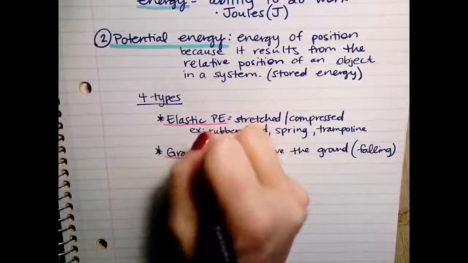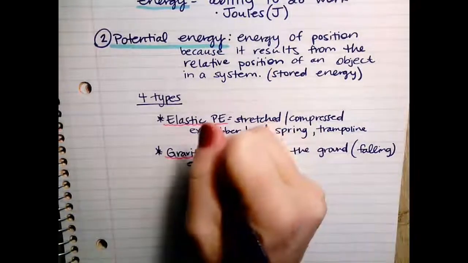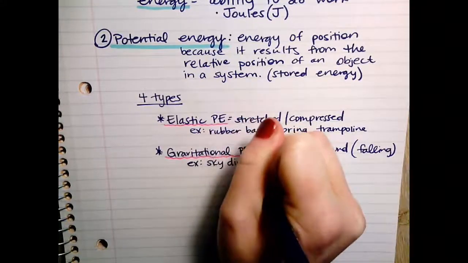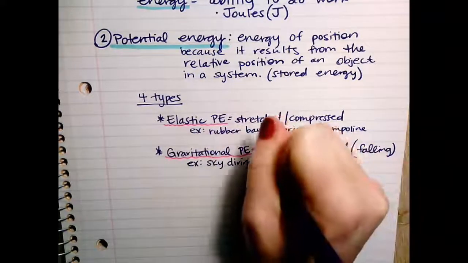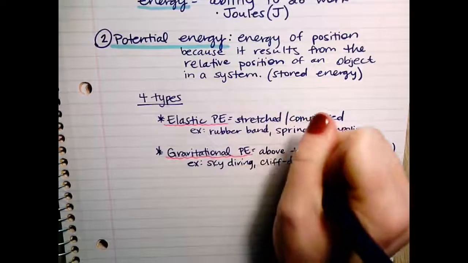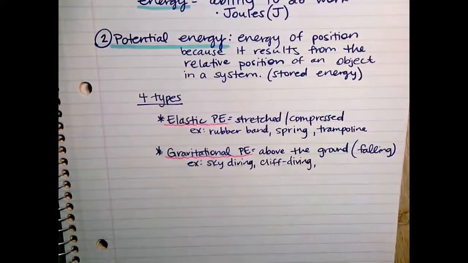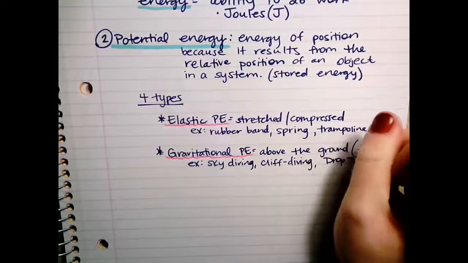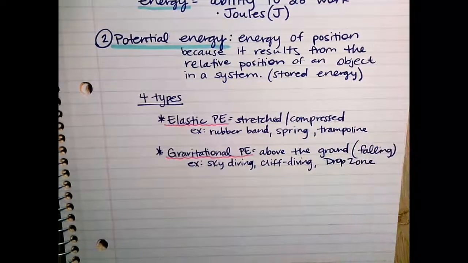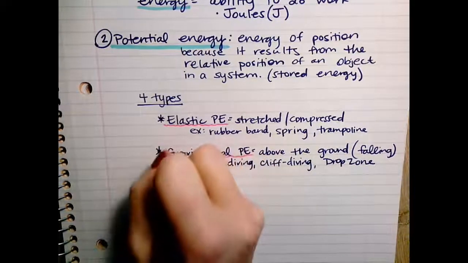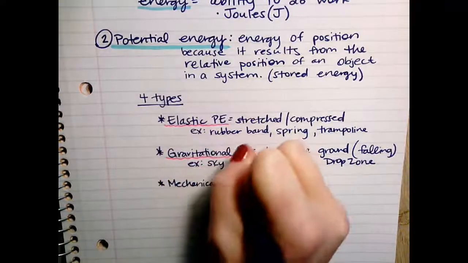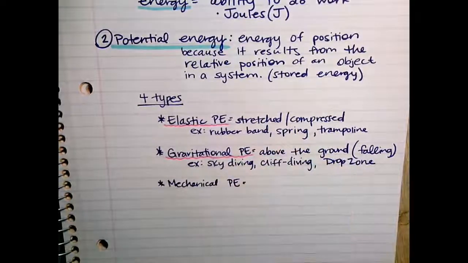So some examples would be if you want to go skydiving, if you want to go cliff diving. Let's say you're on a roller coaster. I believe you guys are familiar with drop zone. When you sit at the top before it drops you, you have a lot of gravitational potential energy. The third one we're going to talk about is mechanical potential energy.